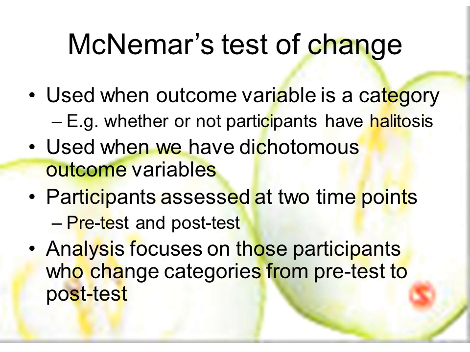Another test that we're going to look at for test of change is called McNemar's. It's used when the outcome variable is a category, for example, whether or not participants have halitosis. Okay, that's our outcome variable. It's used when we have dichotomous outcome variables. The participants are assessed at two time points, like pre and post test, and the analysis focuses on those participants who change categories from pre-test to post-test.